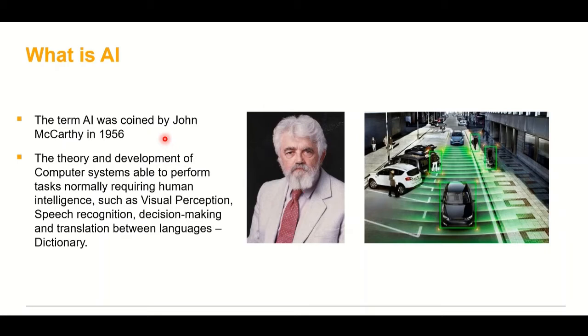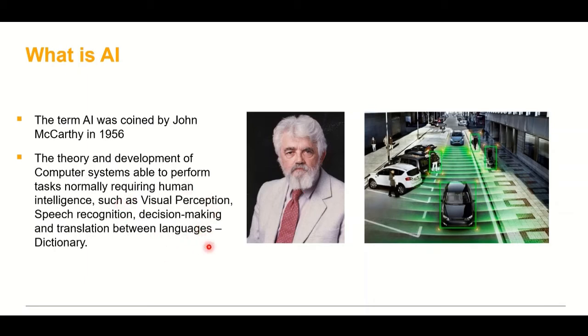So first of all, AI. The term AI was coined by John McCarthy in 1956. And as the definition says, it refers to the theory and development of computer systems which have the ability to perform tasks requiring human intelligence, such as visual perception, speech recognition, decision making, or translation between languages.